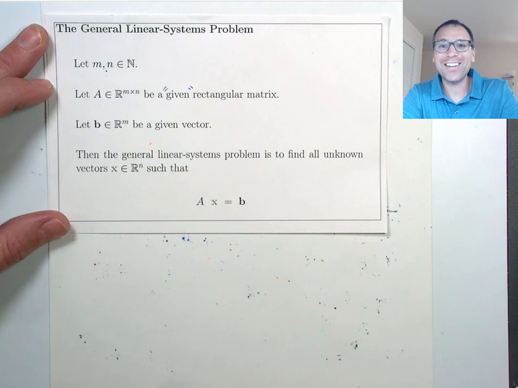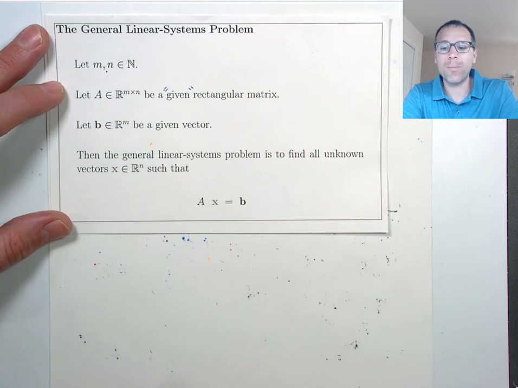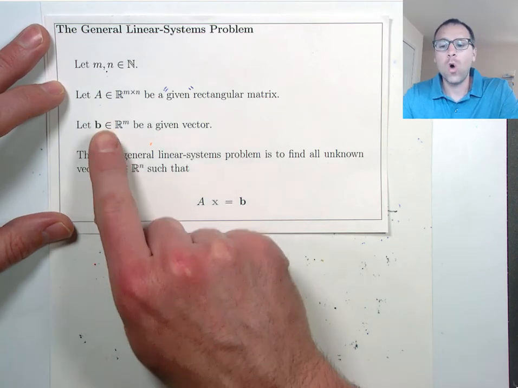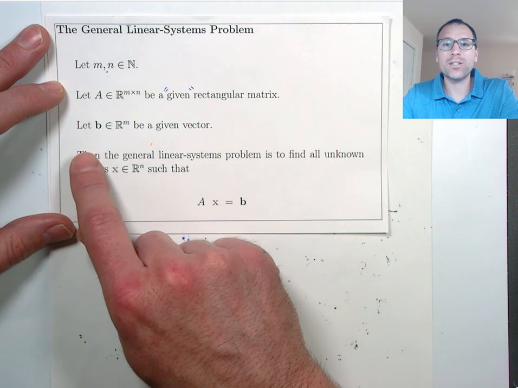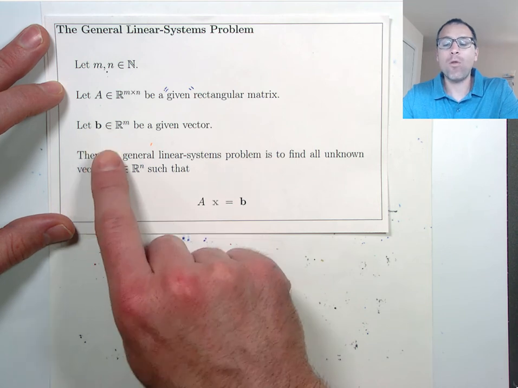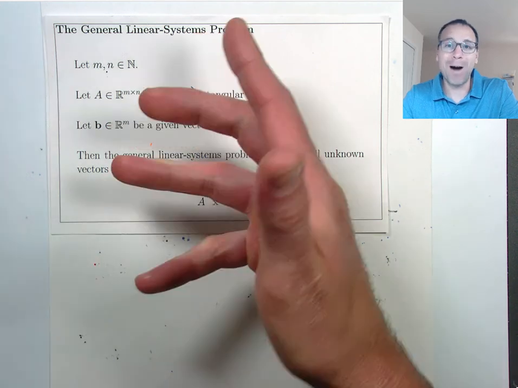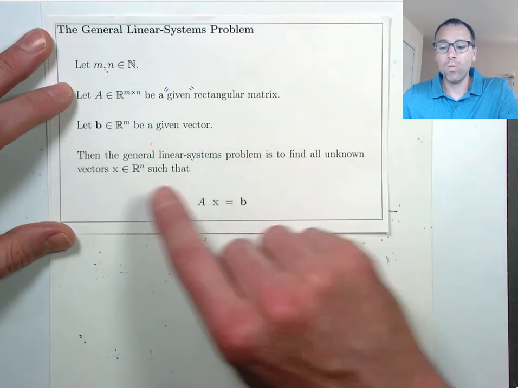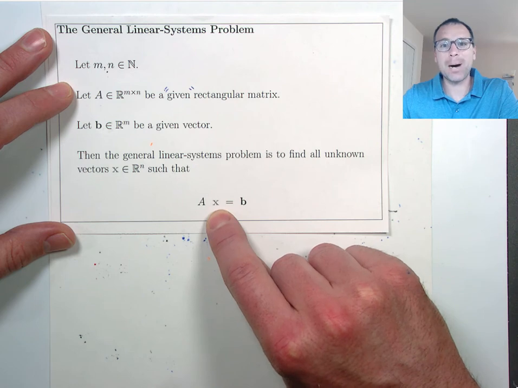Welcome back, y'all. In this video, we continue our conversation about general linear systems problems. Remember, in a general linear systems problem, we have an m by n matrix A and a right-hand side vector b, both arising from a given context, a modeling context. We're searching for the vector x, which is n by 1.